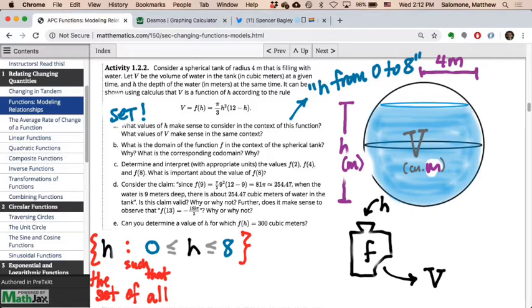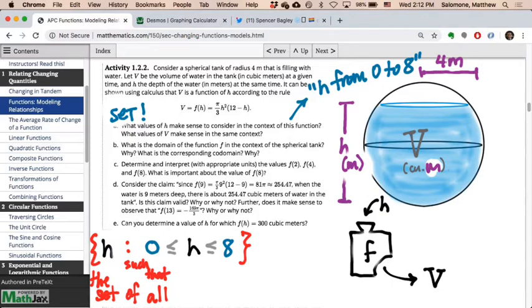And the domain is an answer to the question, what are all possible inputs that we want to consider for this function? So what is the domain of the function in this context? 0 to 8. It's the same as our answer to question A, right? It's the set of all h's, such that h is between 0 and 8, inclusive of both. Right? Okay. And those are the values of h that make sense to consider in the context of this function.